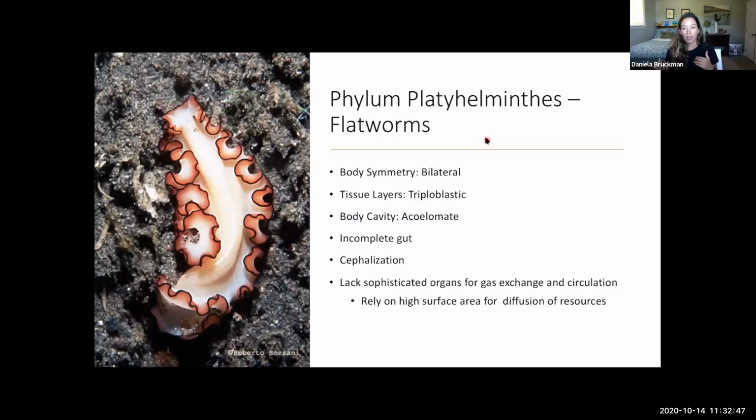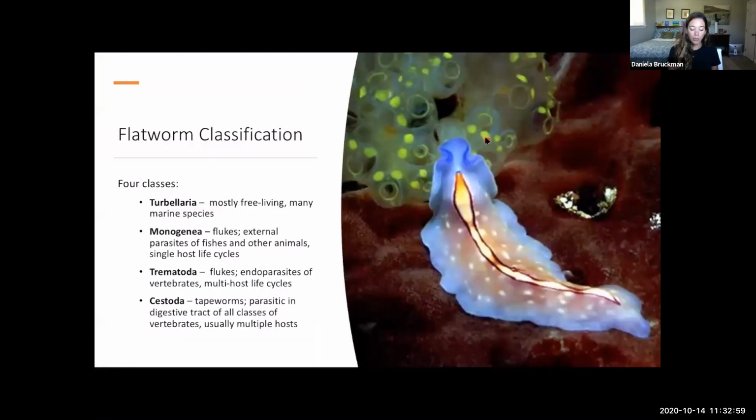Remember diffusion back in 210A? This is a relatively inefficient process for moving materials around an organism, for moving them around a biological system, okay? So that's one of the things that's important to know here. Now, as far as flatworm classification goes, we've got 4 different classes. And the first one is the Turbellaria, and this is our only, well, actually I have it written there.